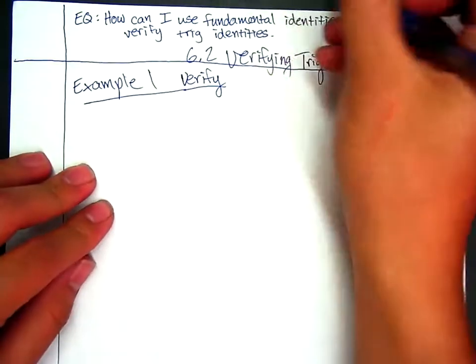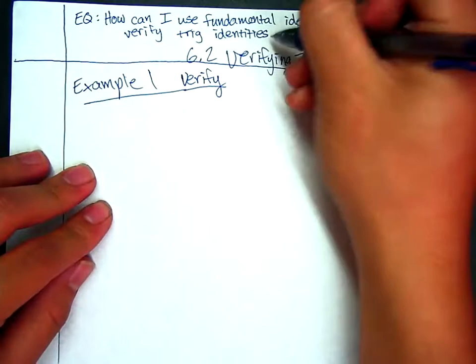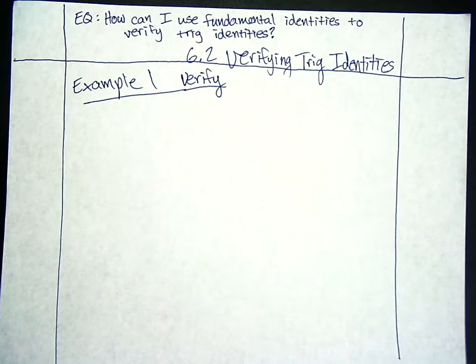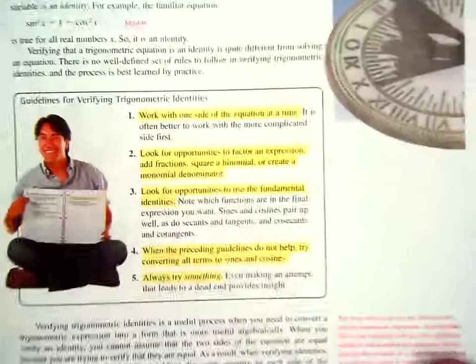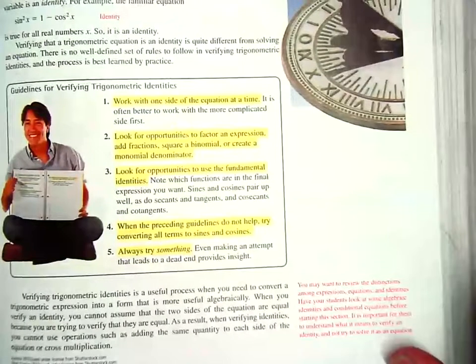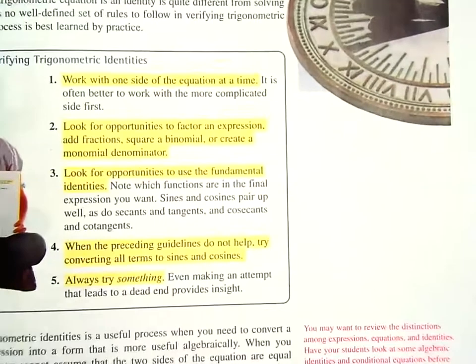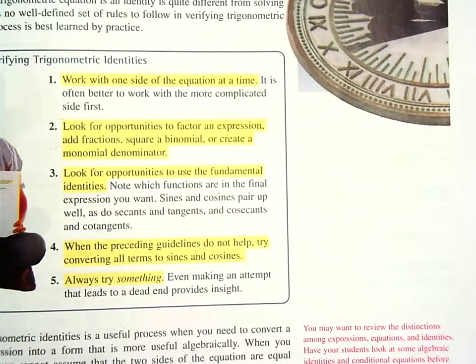Alright, so we are now going to start, and we are working on 6.2. It's pretty much the same thing as 6.1, where we have to use trig identities to basically simplify. But in this section, we're actually going to be given the trig identities that we need to simplify down to. So let's go ahead and first copy down the highlighted portions.